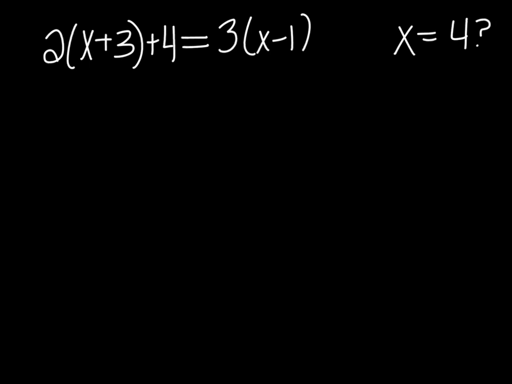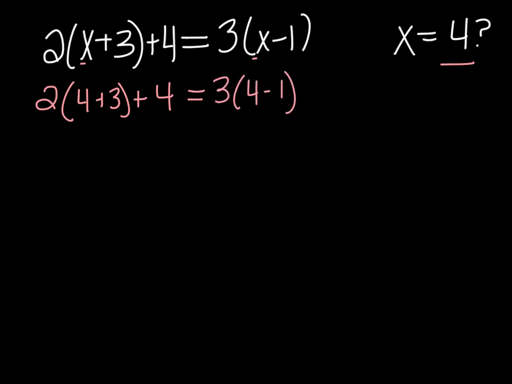Now let's pretend we solved this equation and we got an answer of x equals 4. So to check if it's correct, we are going to take this 4 and put it in place of all of our x's and then solve the equation and see if we're correct. So we have 2 times, now in here I put 4, plus 3, plus 4 equals 3 times 4 minus 1. Okay, I rewrite it using 4 in place of x. Okay, now I'm going to simplify both sides here. I have to start with what's in parentheses.